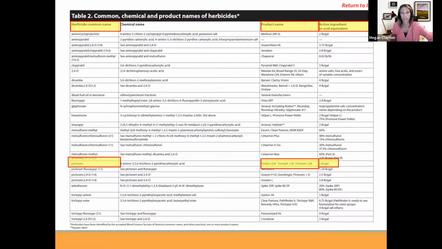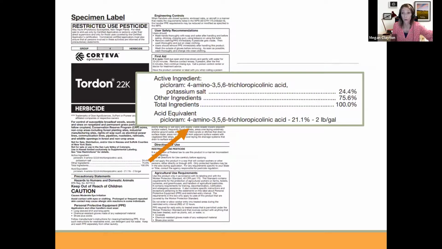So all throughout the book, you'll see everything listed as the herbicide common name, but you can always go to this chart. I think this is on page 2 or 3, and it's got the product name right there. And what's really important to pay attention to is that it actually has that active ingredient or acid equivalent. And for example, the acid equivalent of picloram, which is like Tordon 22K, is 2 pounds per gallon. And so I think I have, yeah, okay. So here's the Tordon label. And where we get that is I just blew up that section that talks about active ingredient. And you see picloram, that's what Tordon is.